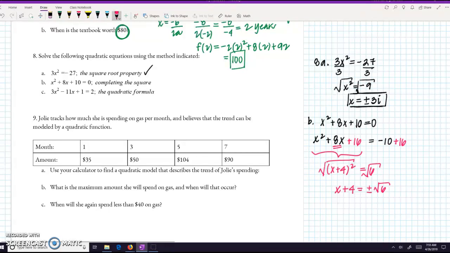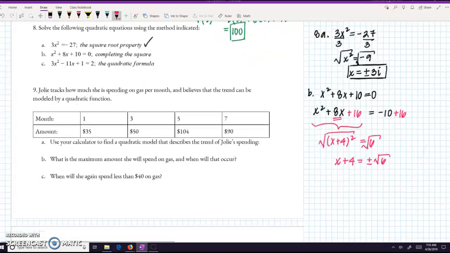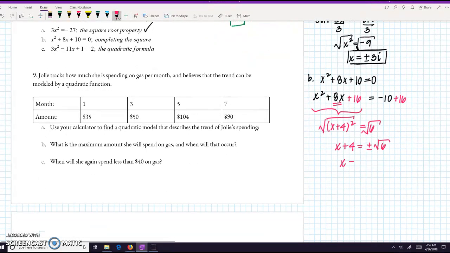And I would just want to check whatever I take the square root of, whether or not it's something that can be further simplified. 6 doesn't have any perfect squares that divide in, so I'm stuck with it as is. And then I can just bring over -4. So I'll have -4 plus or minus the square root of 6. And then we can box that up. And that's our final answer in exact form.